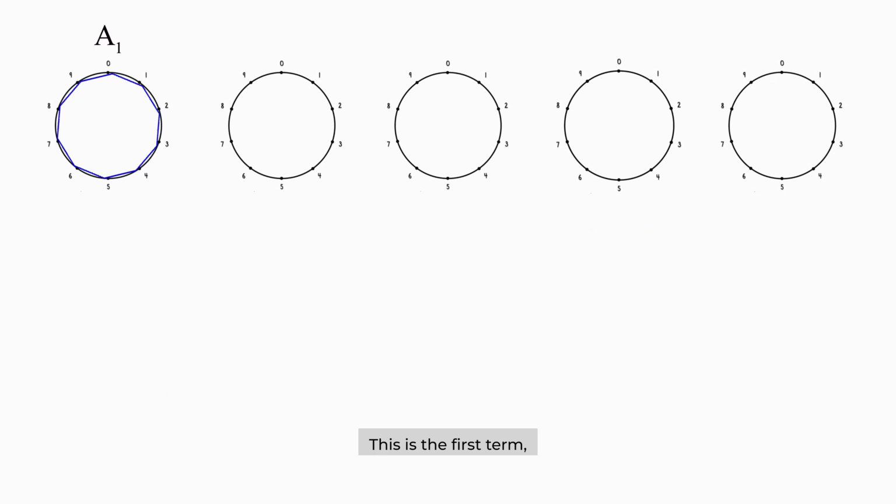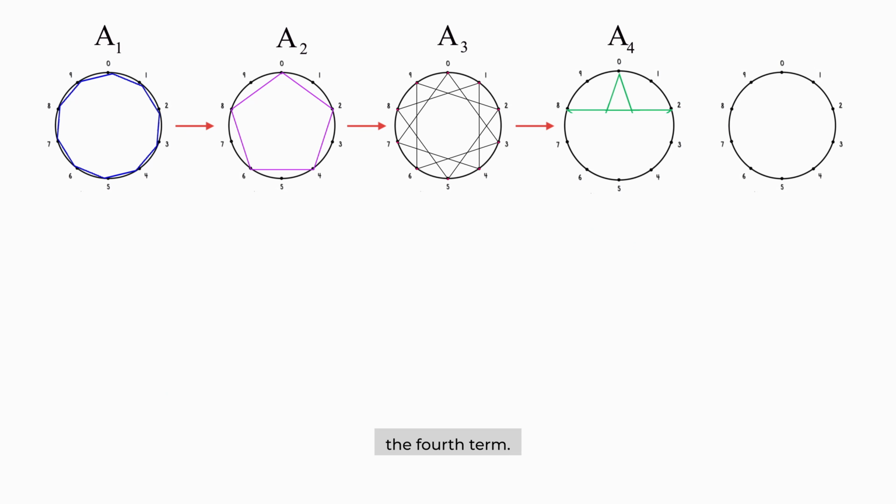This is the first term, the second term, the third term, the fourth term. What is the shape of the fifth term? We need to discover a pattern.